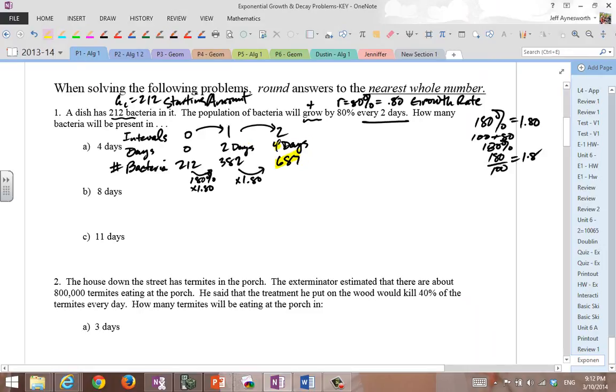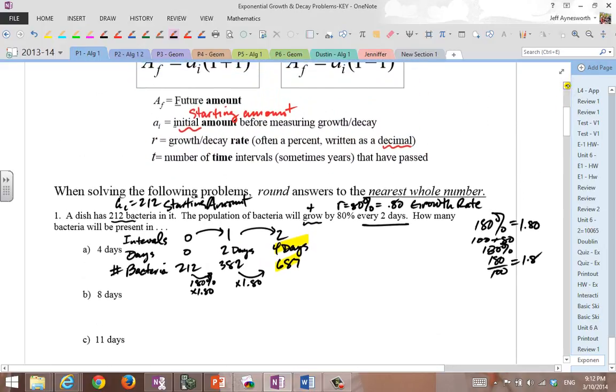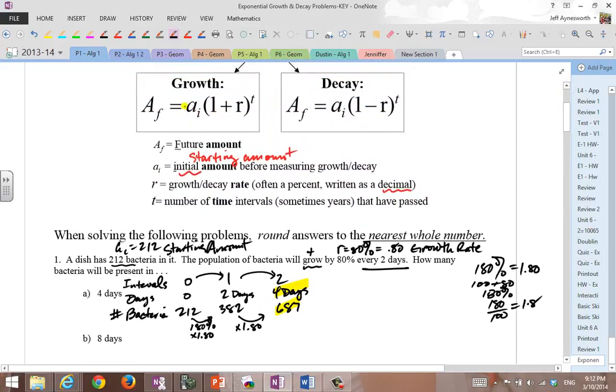So there's my answer right there, because I want to figure out how many bacteria after 4 days. But you got to be thinking there's got to be an easier way rather than just do it per interval, because what happens if I ask you how many bacteria after 600 days? You don't want to repeat this that many times. So let's learn how to use your growth formula, up at the very top. I'm talking about this one right here, your growth formula.